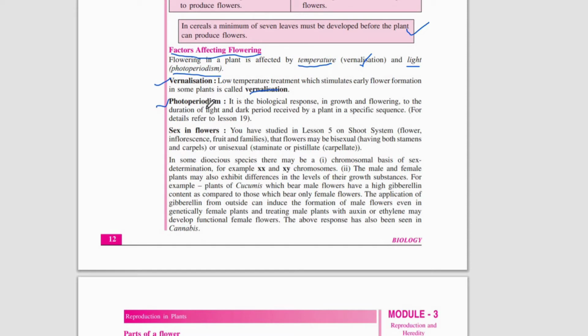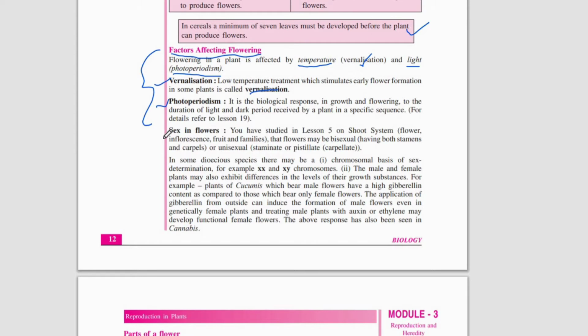The second one is photoperiodism. It is the duration of light and the duration of darkness that a plant is exposed to, and it has an effect on its growth and thereby flowering. Photoperiodism is the biological response in terms of growth and flowering to the duration of light and dark periods received by a plant in a specific sequence. So light and temperature are the two important factors that affect flowering.